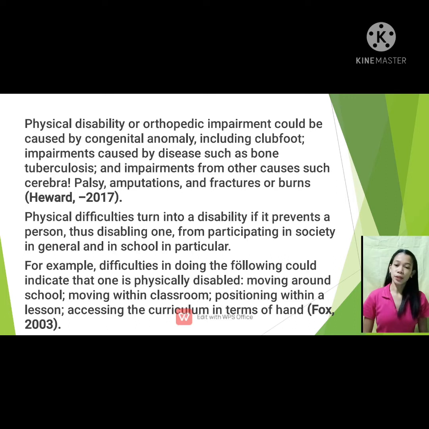For example, difficulties in doing the following could indicate that one is physically disabled: moving around school, moving within the classroom, positioning within a lesson, and accessing the curriculum in terms of hand use, according to Facts 2002. This helps you know if the physical difficulties amount to a disability in the learners.